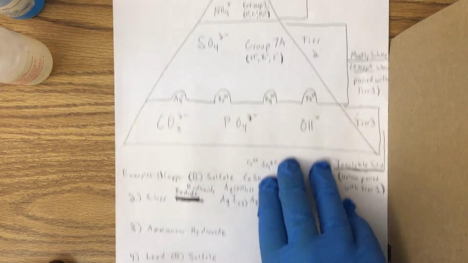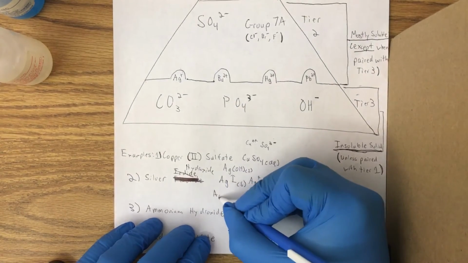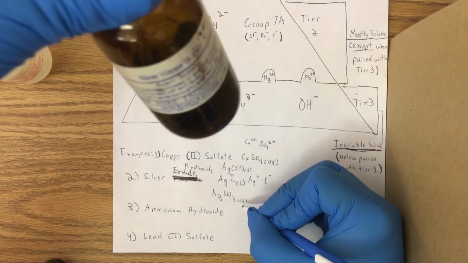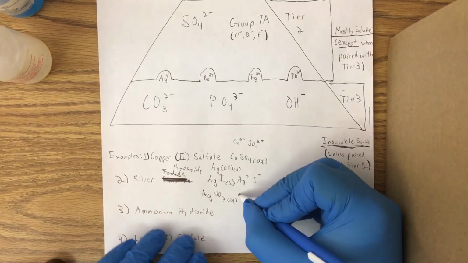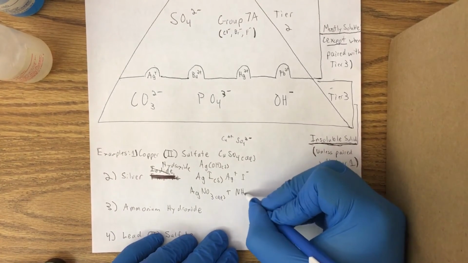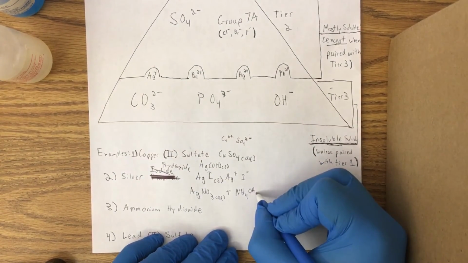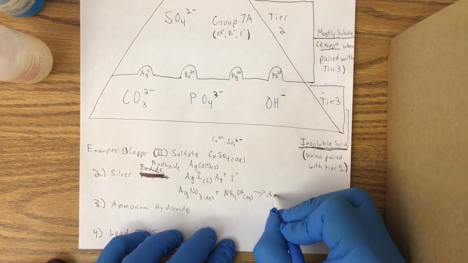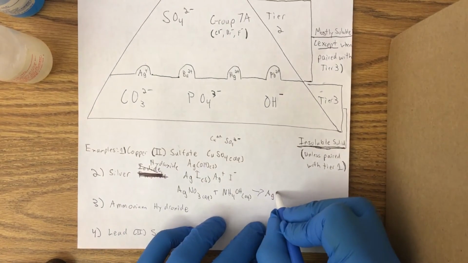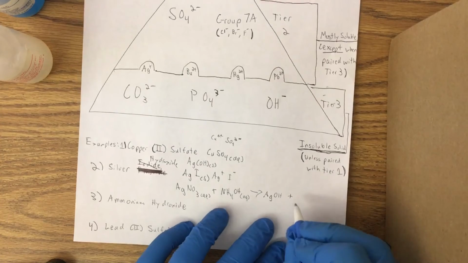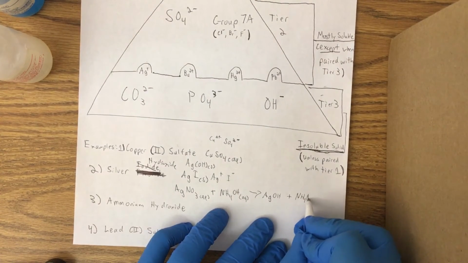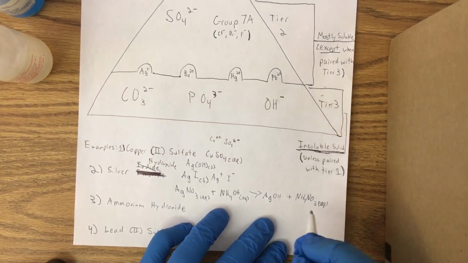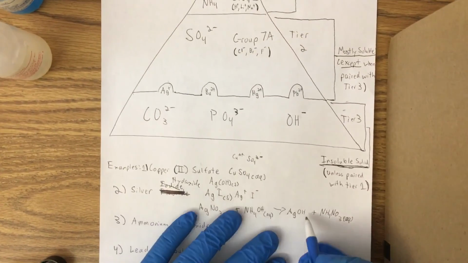So the way we would predict that would happen is, again, we were mixing silver nitrate, AgNO3, which is aqueous. We know that it's aqueous because we can see it in a bottle, with ammonium hydroxide, NH4OH, also aqueous, we can see it in a bottle. And what we would get would be silver hydroxide plus ammonium nitrate, NH4NO3. This we would expect to be aqueous because both things appear in the top tier, and this we would expect to be solid.